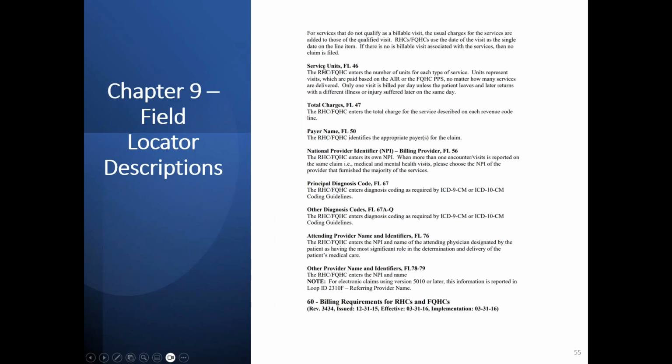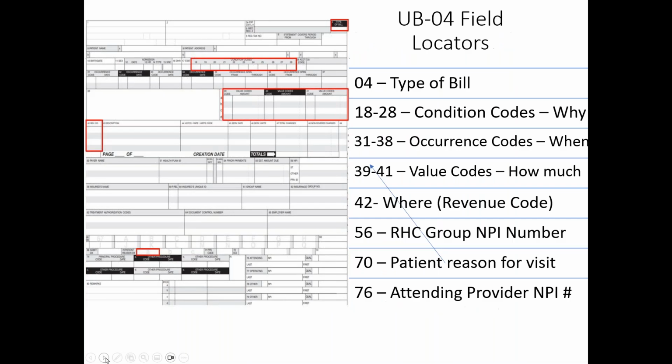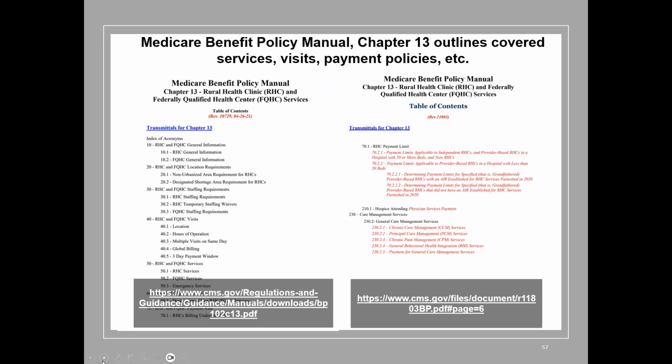Here are some of the things here, like field locator 46. What goes in 46? What's the number of units? Field 47 is a description of the CPT code. I think 42 is the revenue code. 44 is the CPT code as well. So all your field locators will be located here. It will also describe the condition codes, the value codes, and the occurrence codes for Medicare Secondary Part B billing. That's going to be found in Chapter 9. It will also be found in that Medicare Secondary Payor fact sheet, so you'll want to go there.